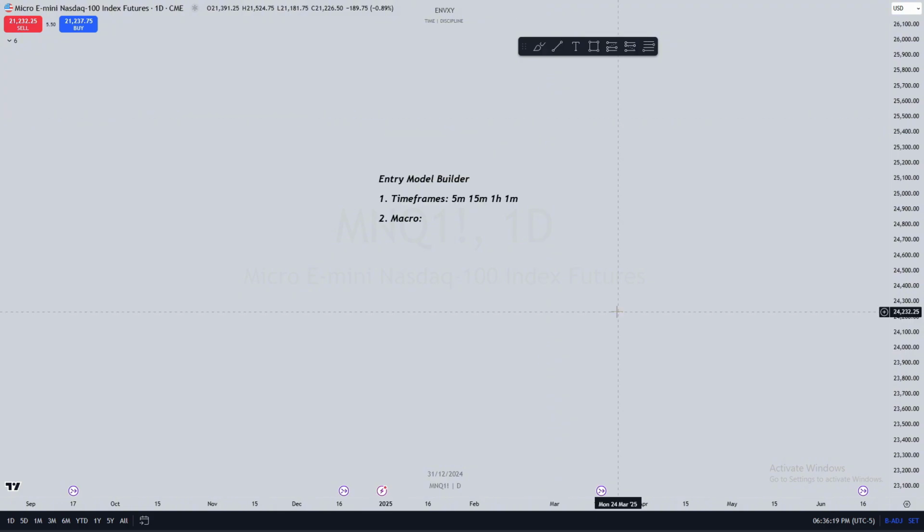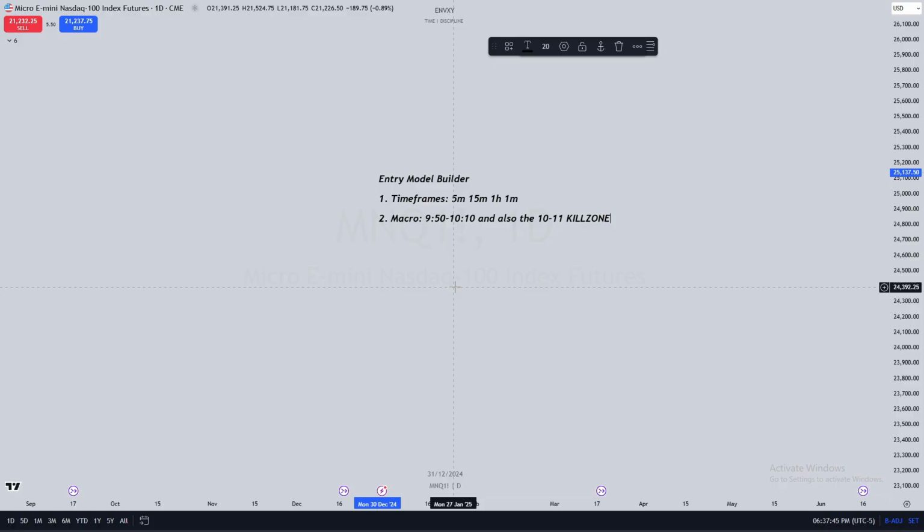The second principle of your entry model will be the macro slash kill zone that you're going to choose. Me personally, I trade from the 9:50 to 10:10 macro, and also the 10 to 11 kill zone. Of course, you can trade in PM session. Of course, you can even trade before market opens in the pre-market. Me personally, I trade from 9:50 to 10:10, utilizing that 4 hour close and that 10 a.m. open. Most of my trades come from 10 to 11 a.m.